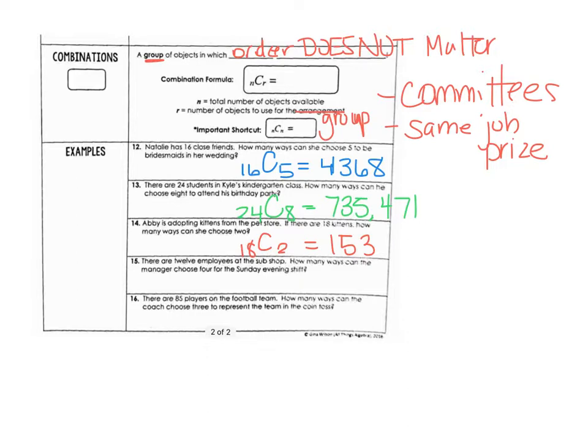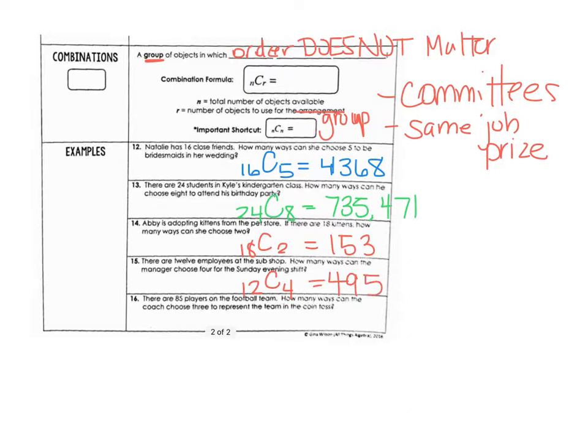There are 12 employees at the sub shop. How many ways can the manager choose 4 for the Sunday shift? Hey, they're all doing the same job. They're all working the same shift, so they're a group. 12C4. 495. Make sure you're typing these in and getting them to work out so you know you're using your calculator correctly.